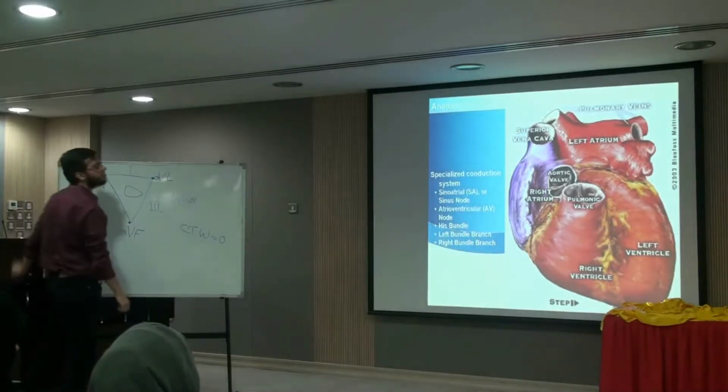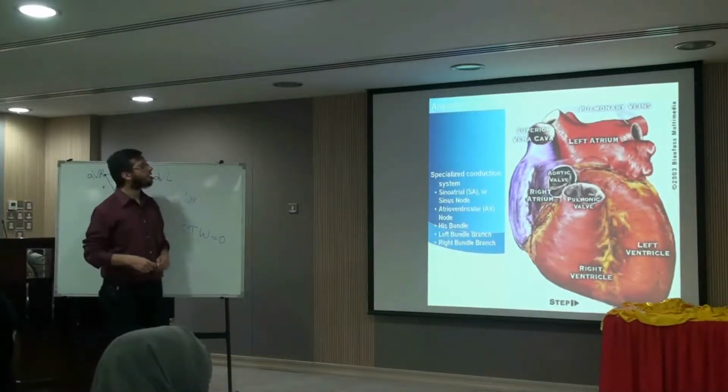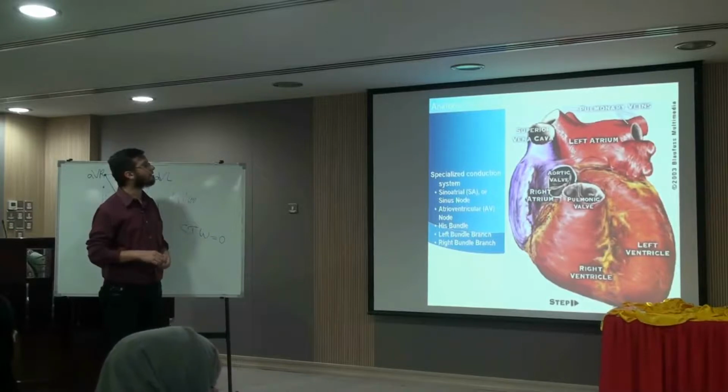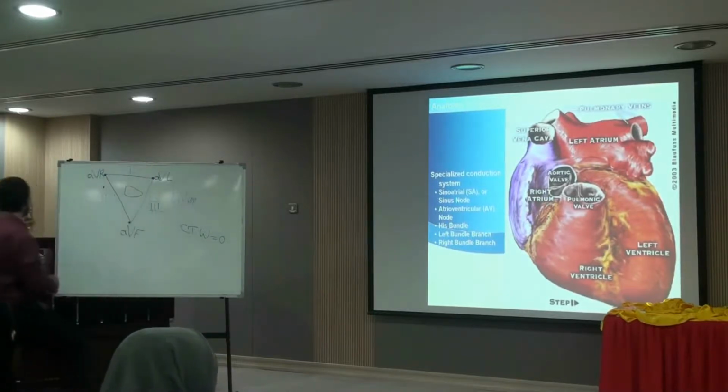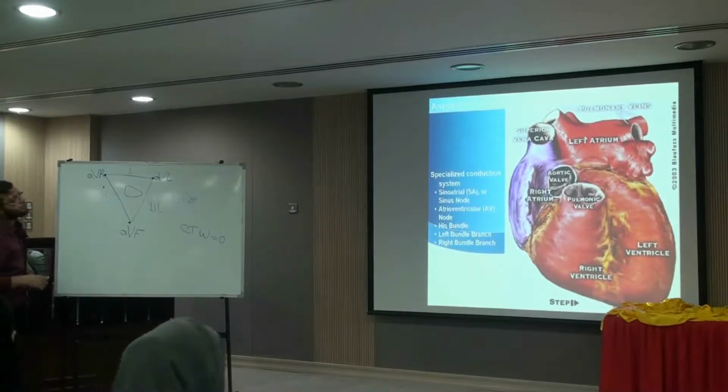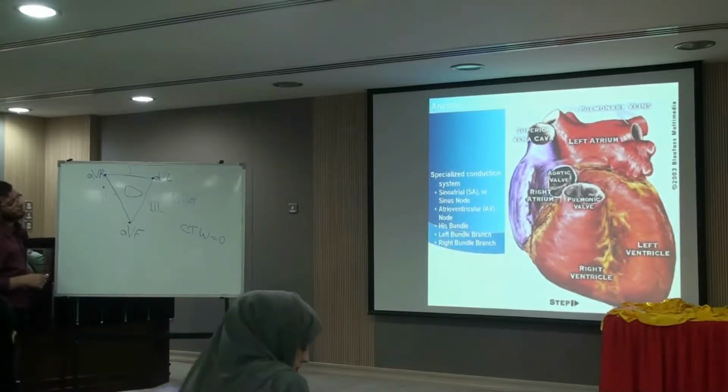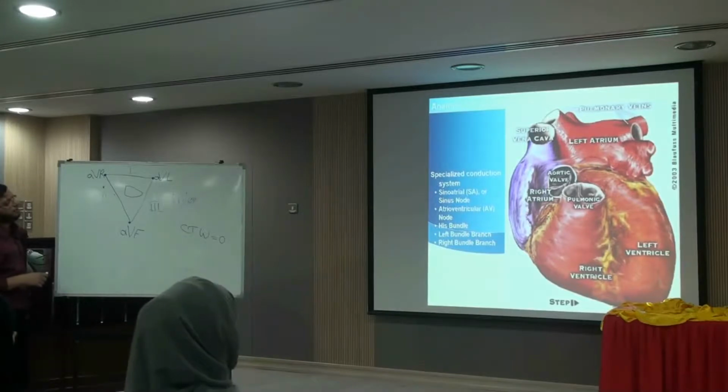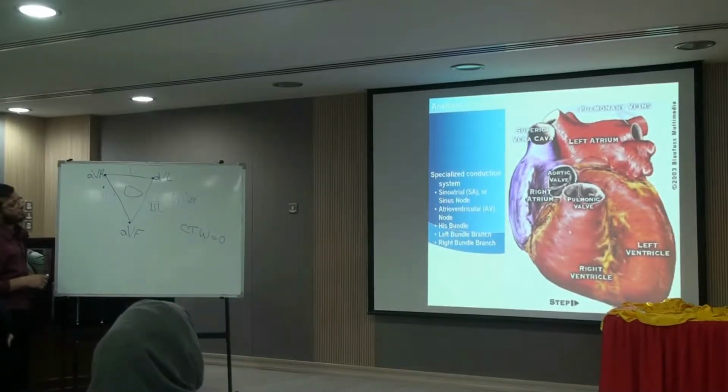So this is the anatomy of the heart. We can see here that this is the left atrium. This is the left ventricle, right atrium, right ventricle. From the right ventricle, we get the pulmonary artery. And from the left ventricle, we have the aorta.